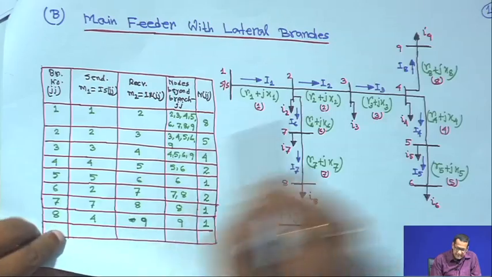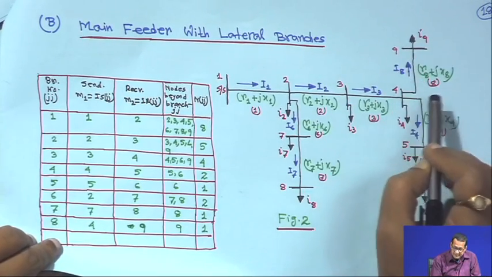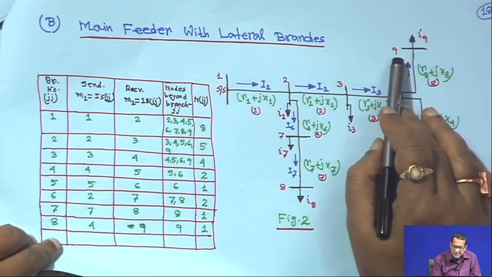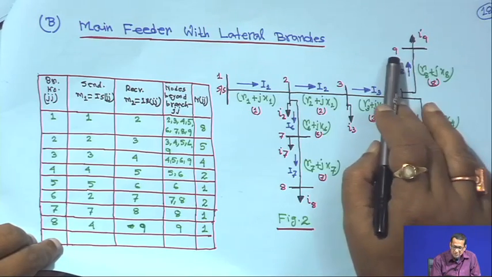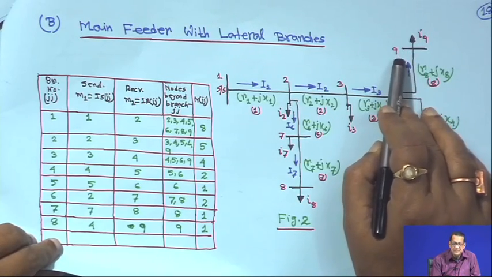Come to branch 8, this is the branch 8. Its sending end node is 4, receiving end node is 9, and beyond this branch there is only one node, that is the receiving end node 9.